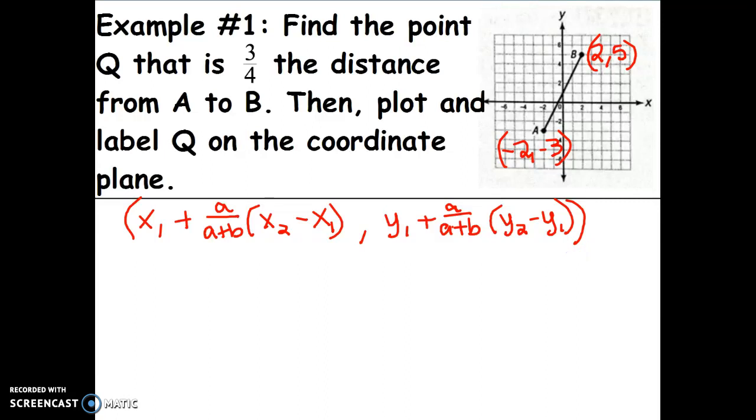Now, when we go to substituting things in, the reason we're using this one is because we're provided with a fraction, 3/4. It's very simple because this 3/4 is simply going to be plugged in for a over a plus b. Because we're already given a fraction, we don't even have to find this. It's given to us. So in this place, we're going to put 3/4.